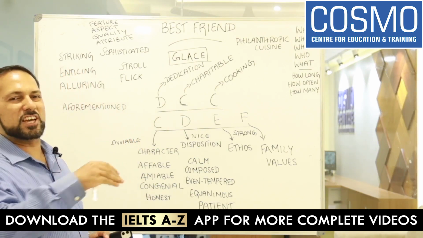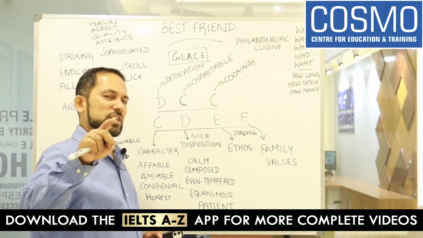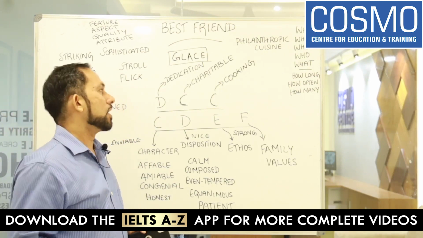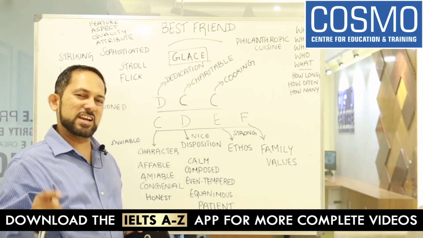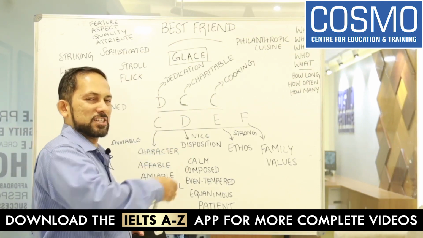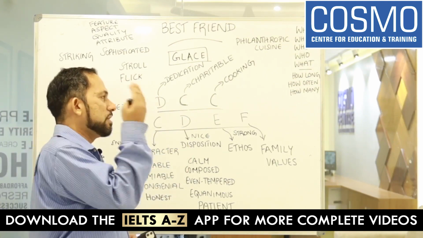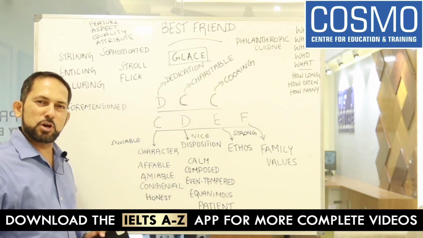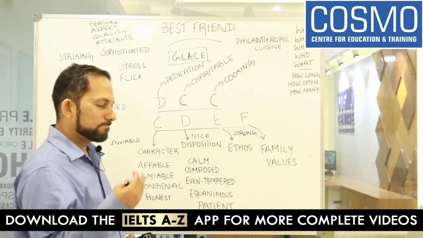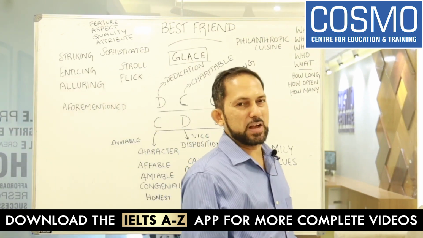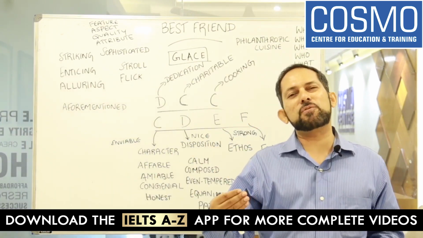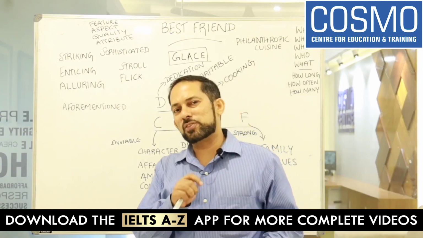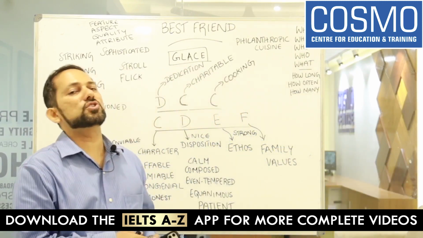So you could say the same, but the change that you're going to make here is, both of us are dedicated, both of us are charitable, both of us have got good cooking skills, both of us have got enviable character, nice disposition, strong values. So you're going to say both of us have got this. Okay, so that is a person who is similar to you.